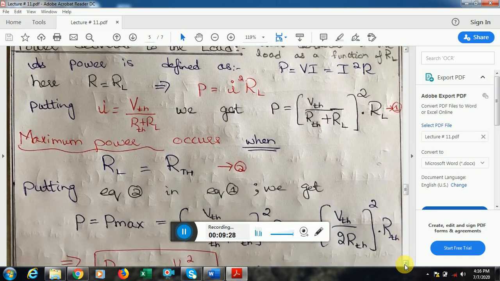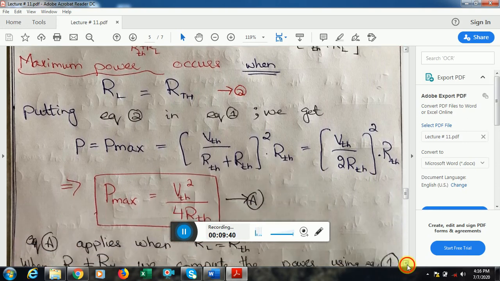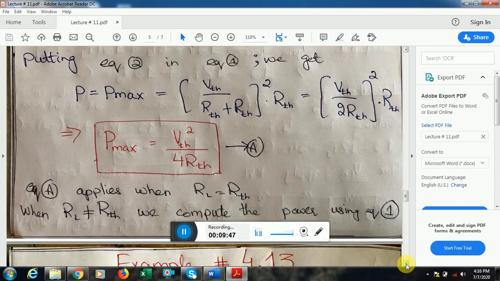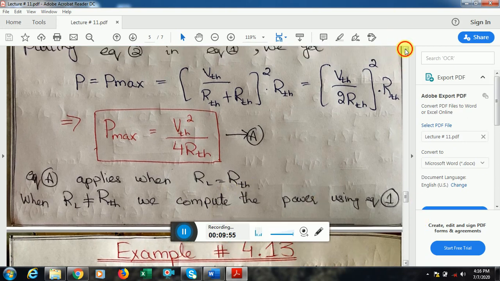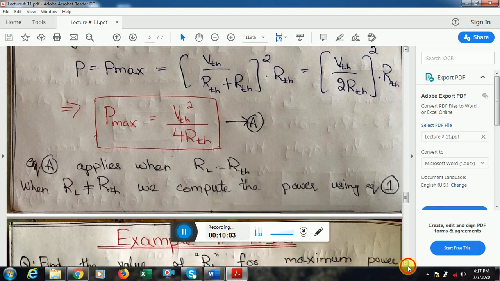So maximum power, as I told you, maximum power transfer occurs when RL is equal to R Thevenin. Putting this equation 2 in equation 1, I get to know that the maximum power is transmitted this way, and the formula becomes V Thevenin square divided by 4 R Thevenin. This is only applicable when RL is equal to R Thevenin. Otherwise we will be using equation number 1 for evaluation. This is the equation number 1 for evaluation at any other point of power across a load resistance.